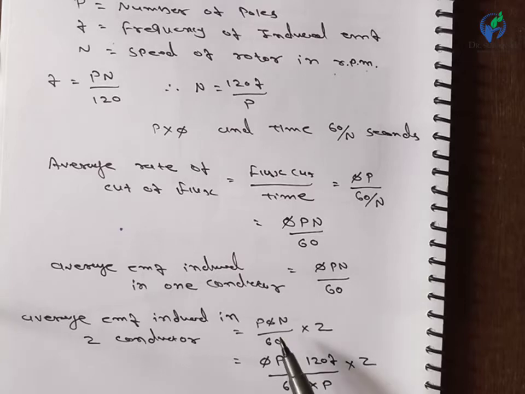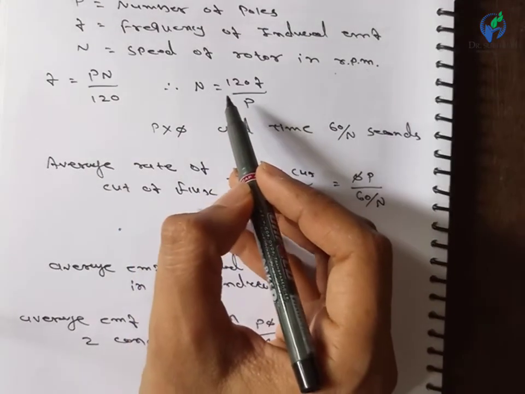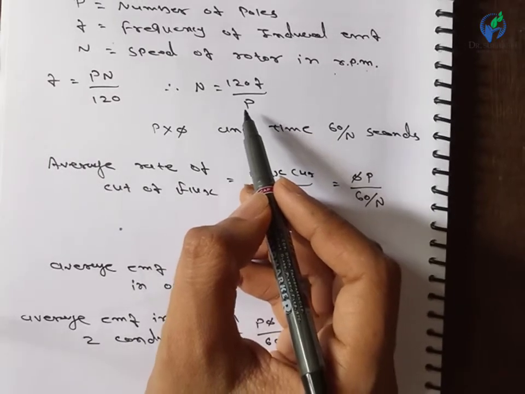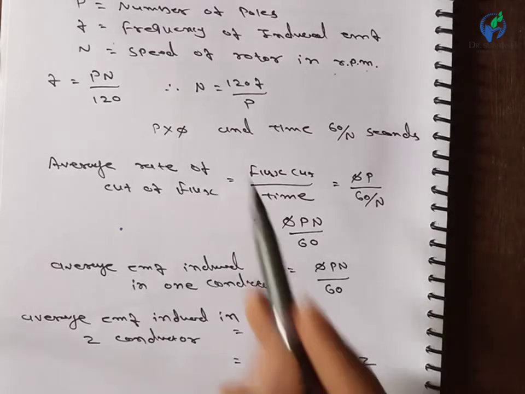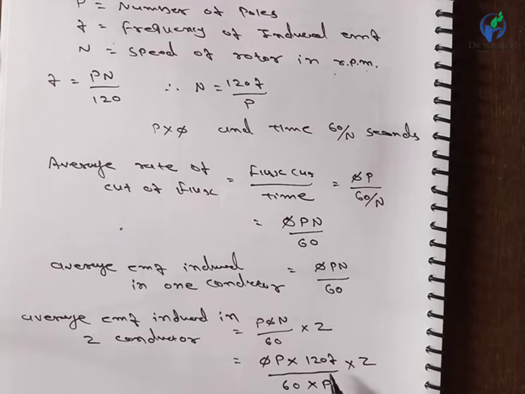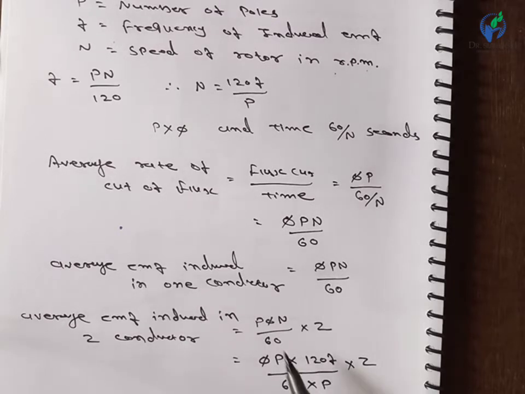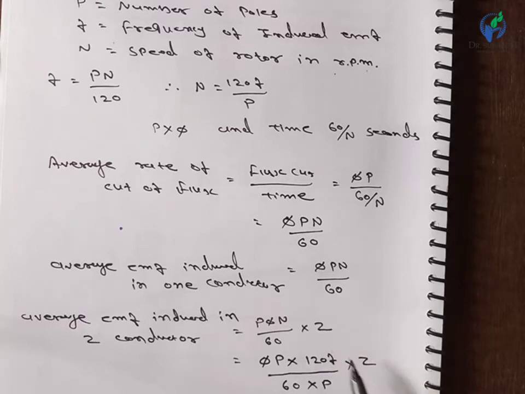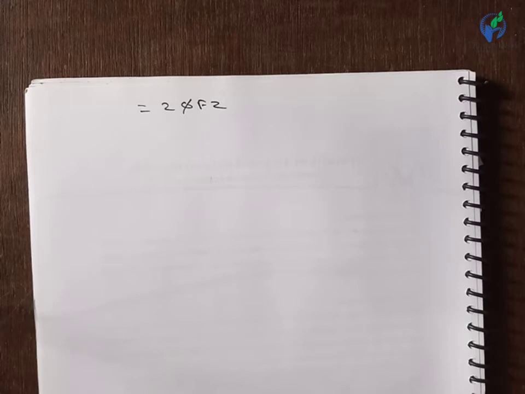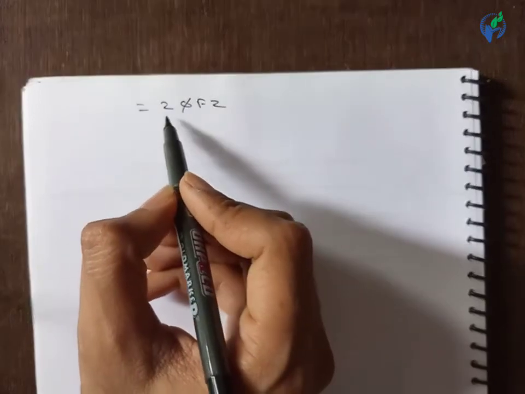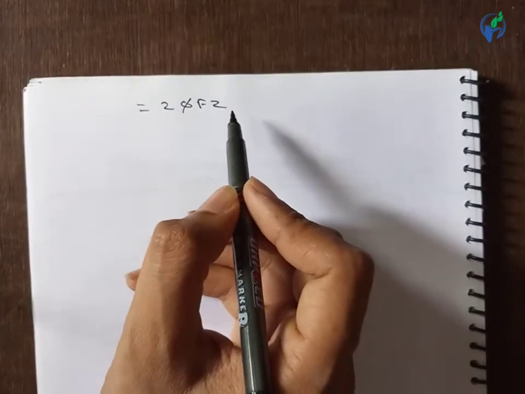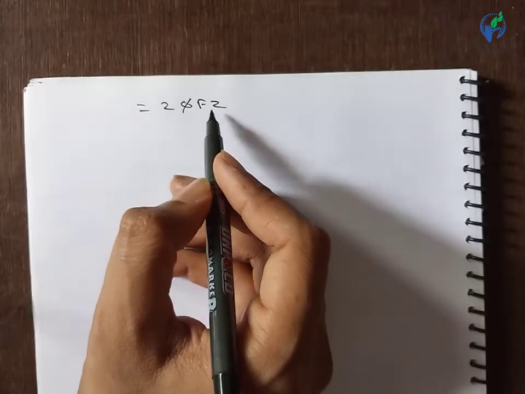Here we take the value of n equal to 120 F upon P. This value is put in this equation. So we can write 2.5 into P cross n, where n is 120 F upon P. The 60 and Z are the same way. So here, the calculated value is 2.5 F into Z.